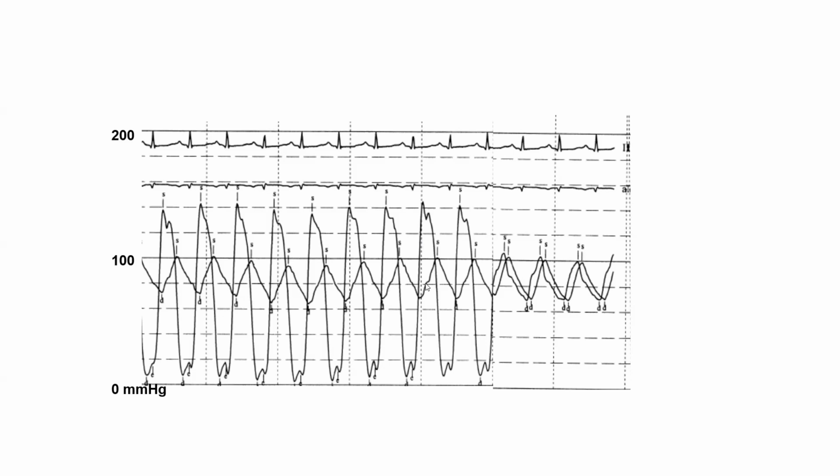If you use catheters with transducers at their tip, micromanometer catheters, normal people will have an anacrotic notch, but it will be high on the upslope.